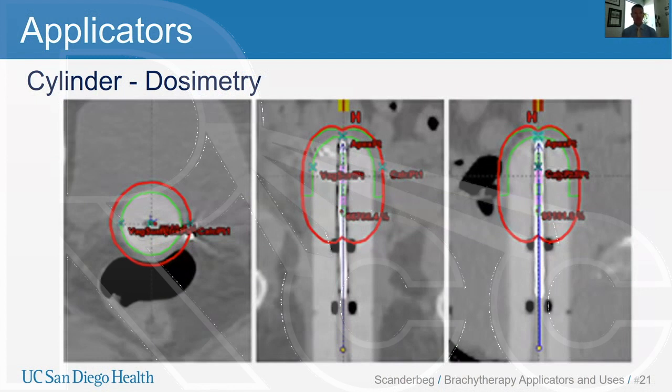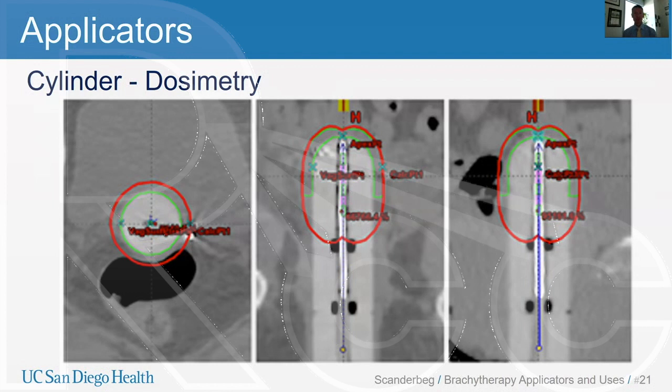The cylinder is a simple design with the central lumen for the source, and so the dosimetry is fairly straightforward as well. We know that a single dwell position will have a fairly spherical dose distribution, aside from the little bit of anisotropy. This is true for the dosimetry of the cylinder. So as you add more dwell positions and have a longer treatment length, then the isodose distribution creates a cylindrical shape, mimicking the applicator shape.